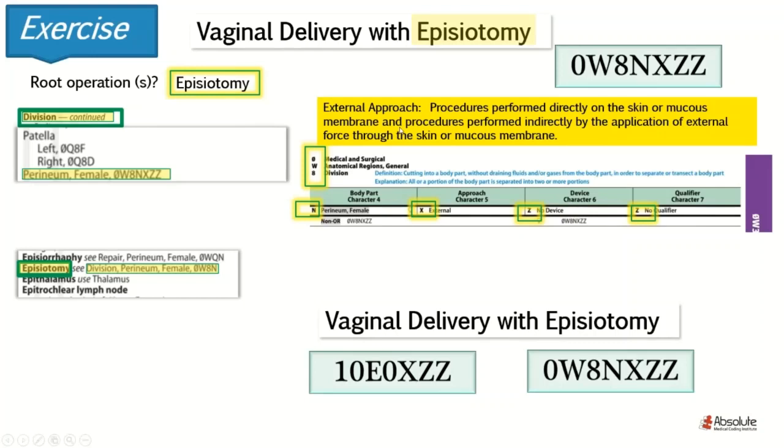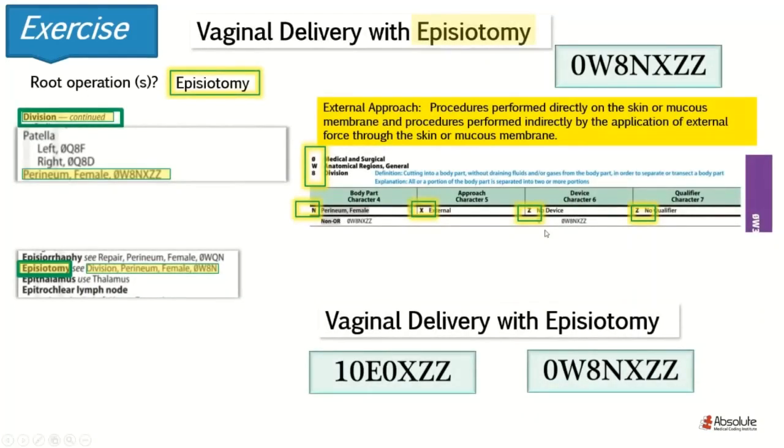The external approach definition is procedures performed directly on the skin or mucous membrane, and procedures performed indirectly by the application of external force through the skin or mucous membrane. So this is a procedure directly on the mucous membrane. And if this were a C-section, we would not code it using that, but just to let you know, if the doctor had to apply force, using forceps, this would also be coded to external.